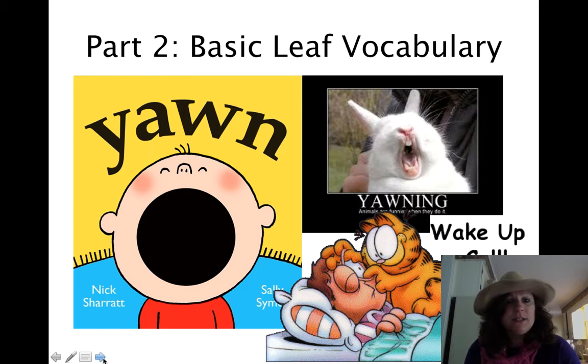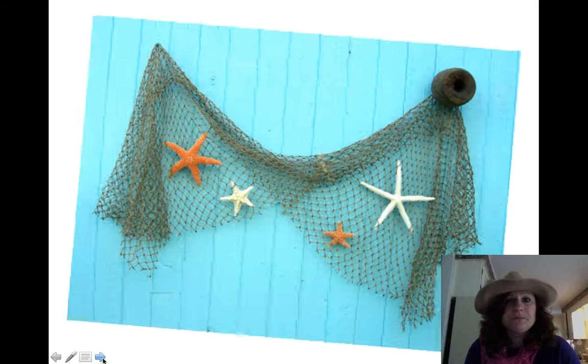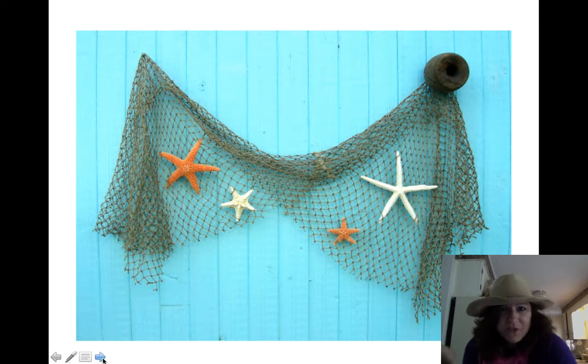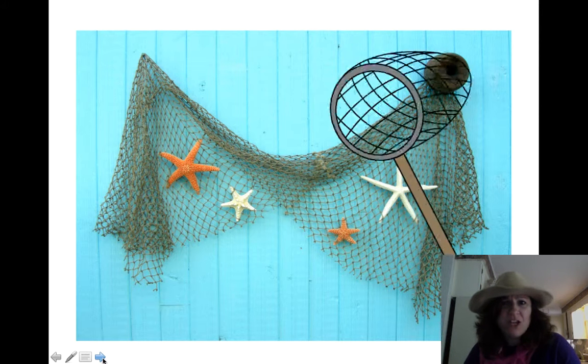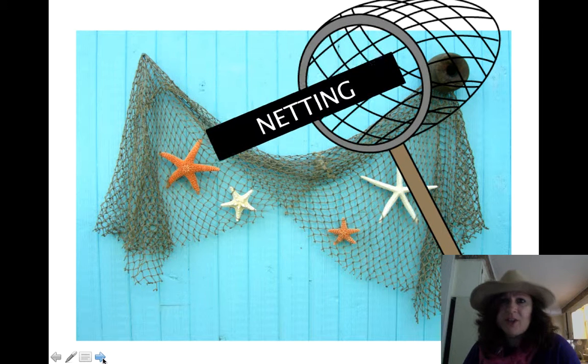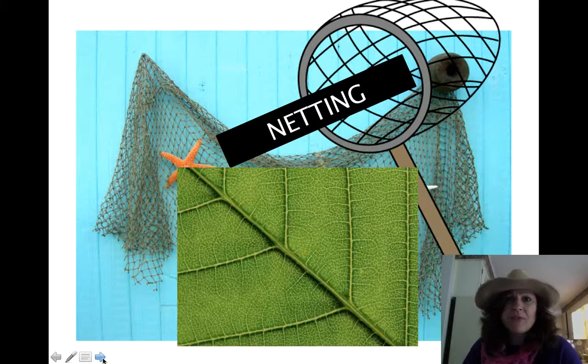Okay. Netting. What does that have to do with leaf morphology, a net at a beach? Well, there's a term, netting, and it happens to be leaves. Check this out right here. Do you see this leaf part in the center of these veins? That's called the netting of a leaf.